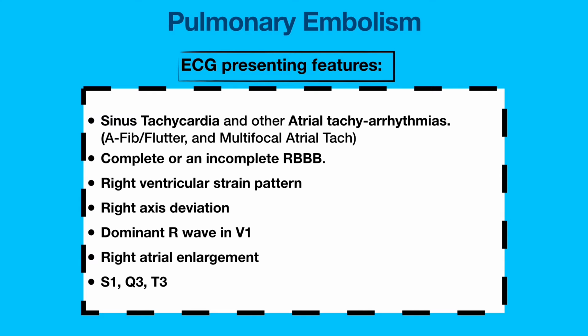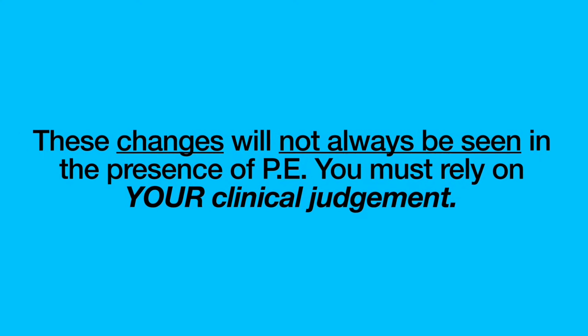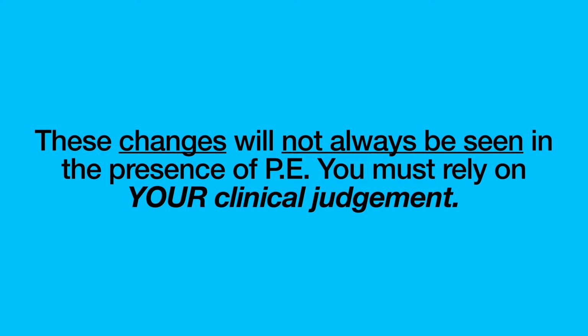So to summarize, we'll see things like sinus tachycardia, other atrial tachyarrhythmias such as AFib and A-flutter. We'll have complete or incomplete right bundle branch blocks, right ventricular strain, axis deviations, right atrial enlargement, and right ventricular enlargement. Do keep that in mind, and always remember the changes will not always be seen in the presence of PE. You must rely on your best clinical judgment.